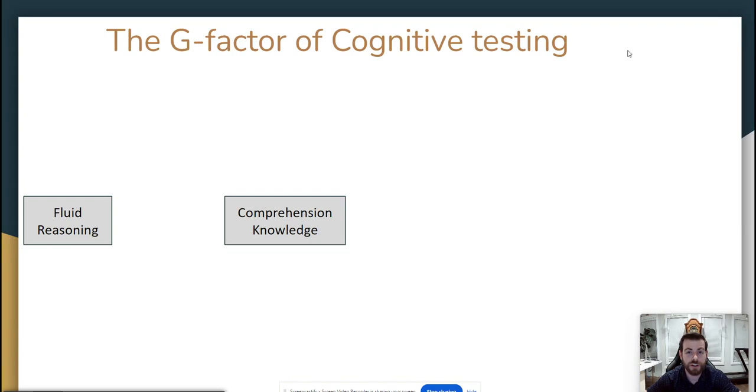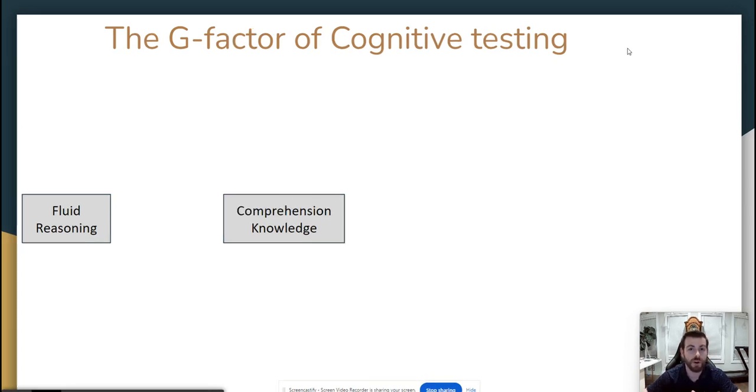Comprehension knowledge. Now, for comprehension knowledge, what they do is they take these tests and they norm them based upon age group. So comprehension knowledge is what you know for that age group. A lot of it will incorporate information that the average student should know at that age. So let's take vocabulary or information about a subject or a topic or an item. Are they able to describe this item? Are they able to describe this topic?